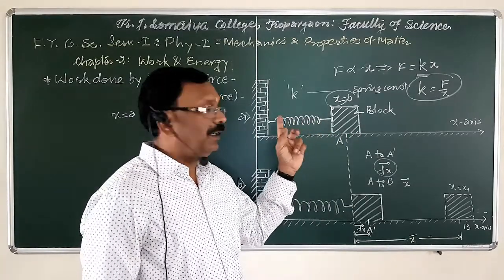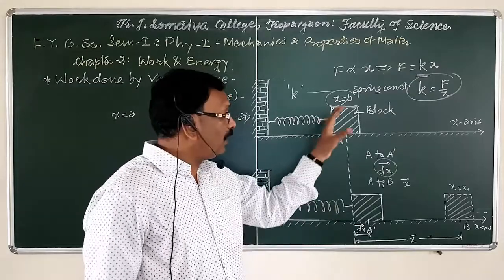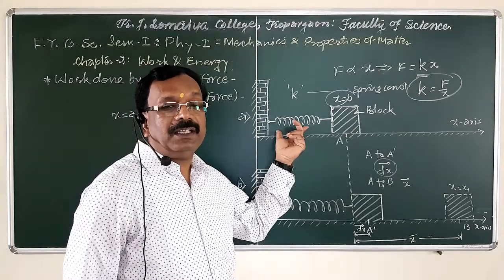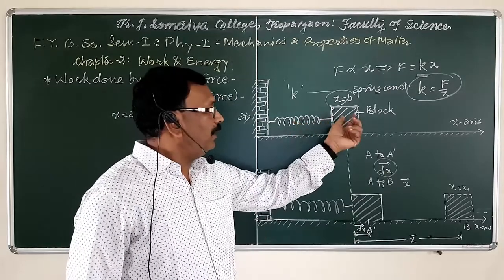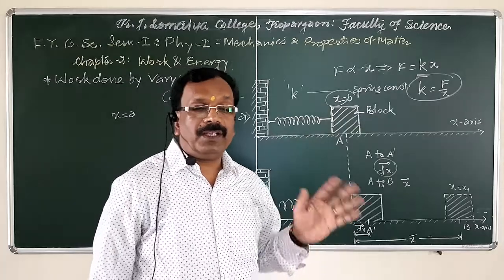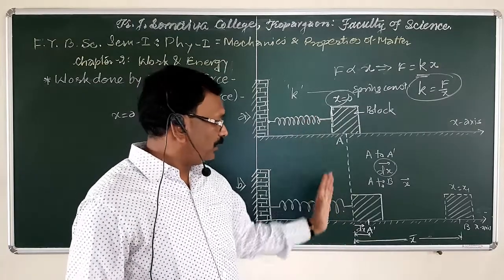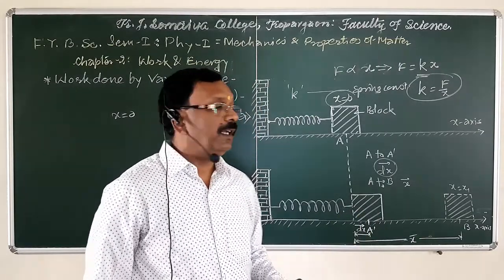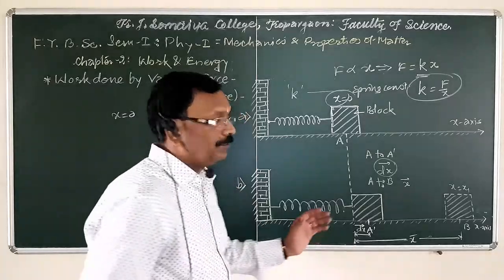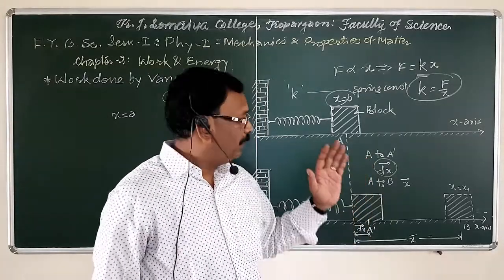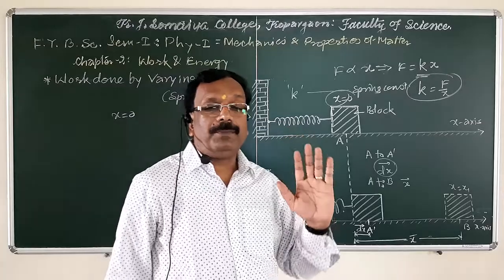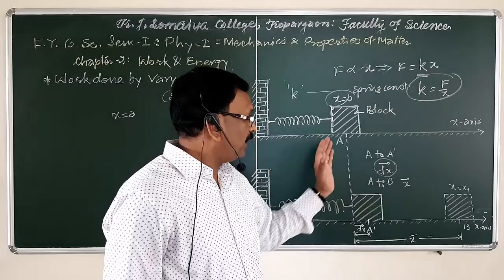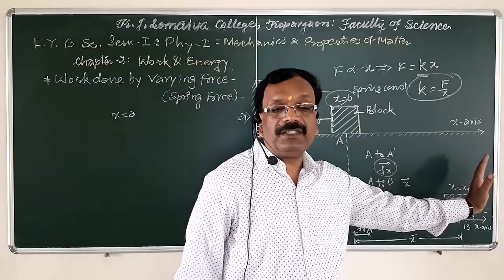Here we are going to calculate the work done on the block, or work done by the spring, whose spring constant is K. Now when we apply the force, what happens? The block moves from position A to A prime. That is, firstly, when we apply the spring force, the block moves from position x equal to 0 to x equal to 1.